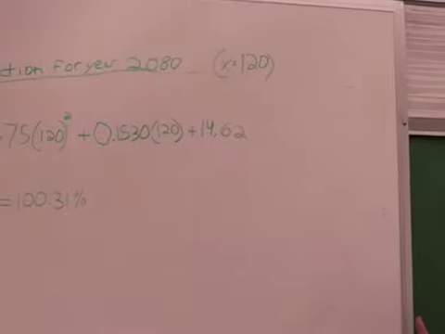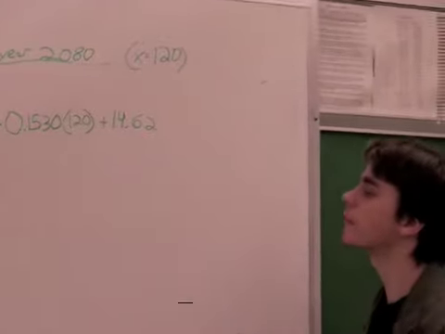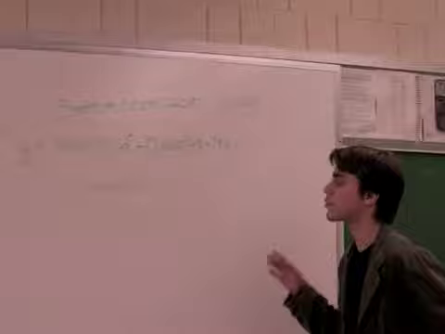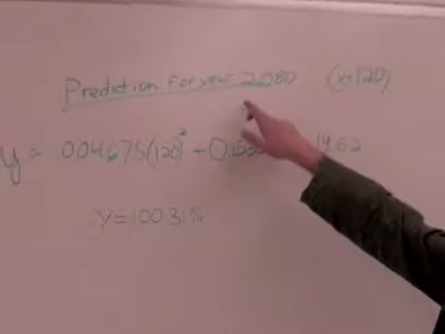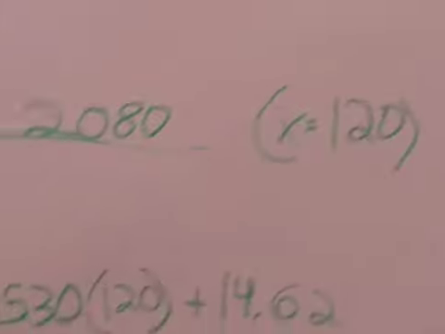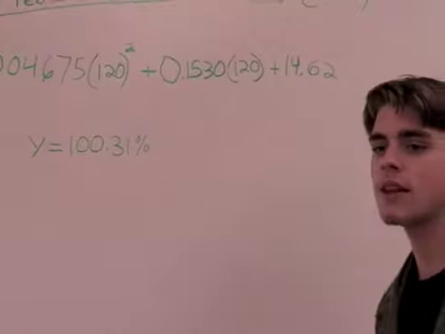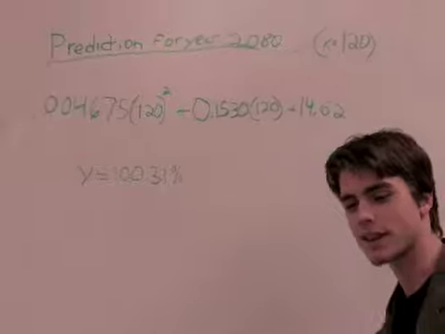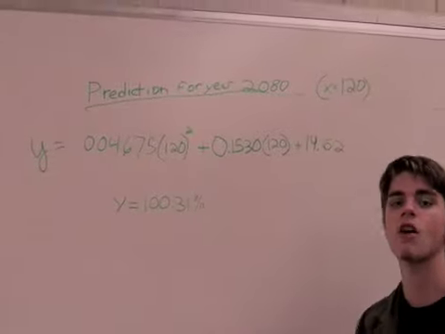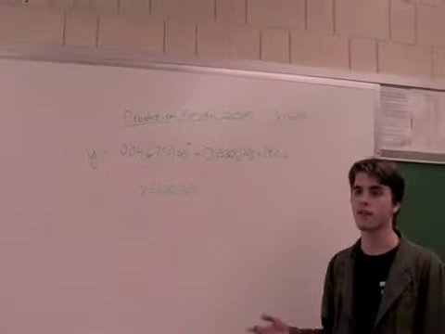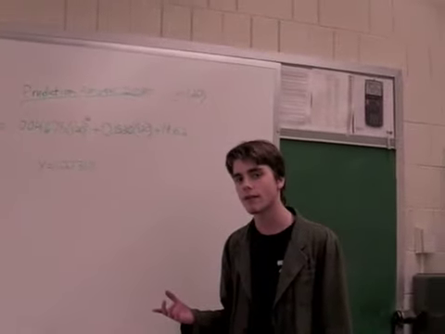Now, obviously, our data isn't entirely realistic. For example, when we plugged in the number 120, in other words, the year 2080, we eventually got to the point where over 100% of people were going to end up being obese. So obviously that isn't exactly realistic, so there must be some sort of flaw in our data, or before then, the rate will change in some way.